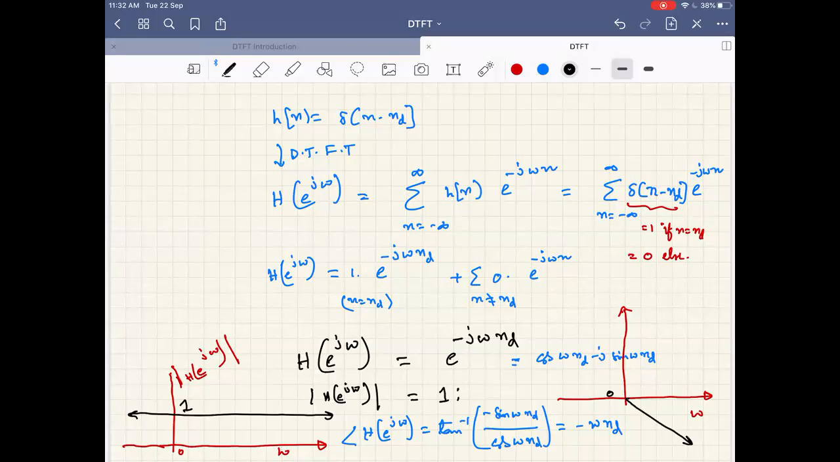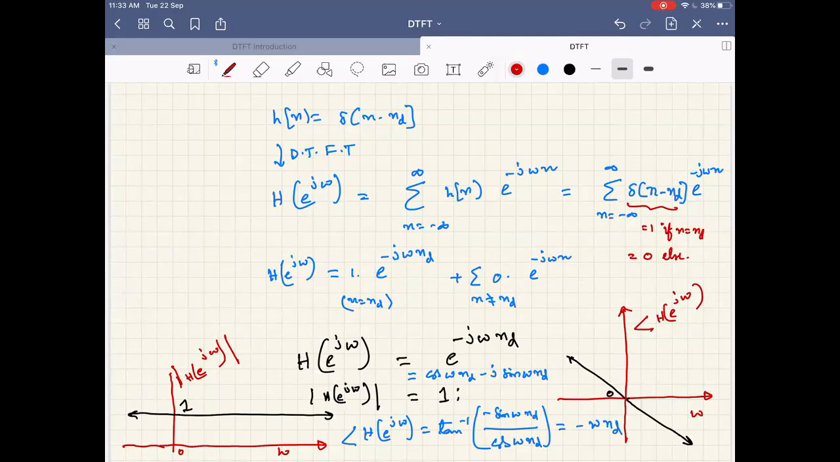Okay, so if you would like, this is equal to cos omega nd minus j sin omega nd. In this simple case, we are able to plot them well and show them. So this is the angle of h of e power j omega. The spectra with respect to omega we have plotted here. Please note that this is referred to as a linear phase system.